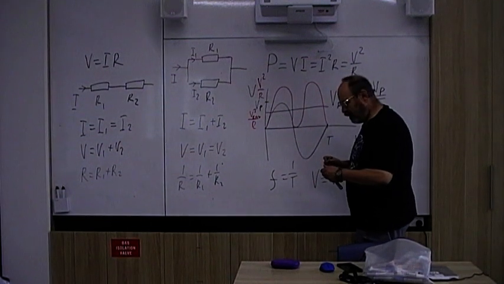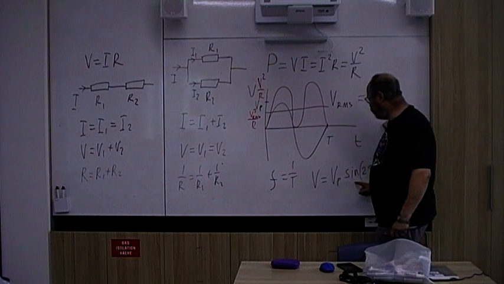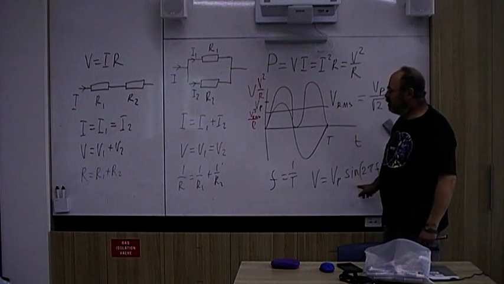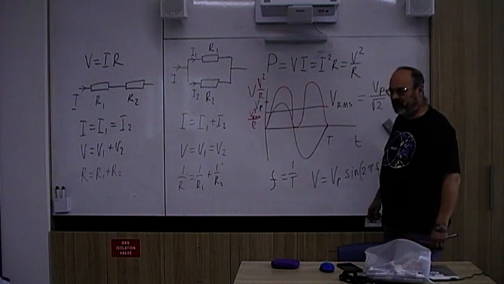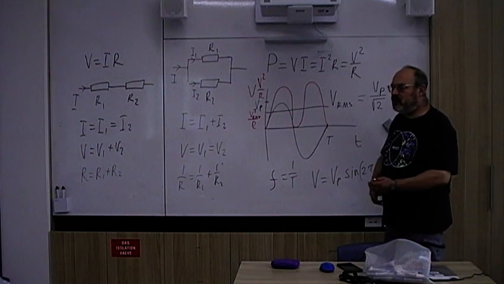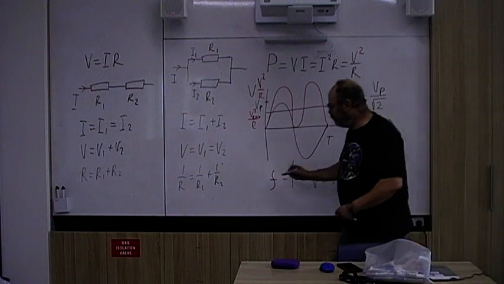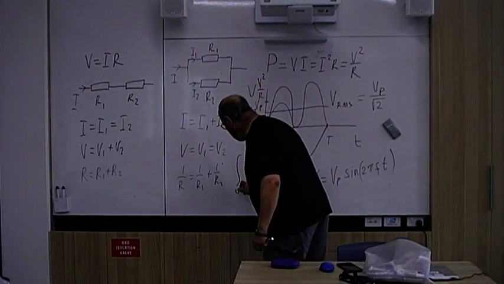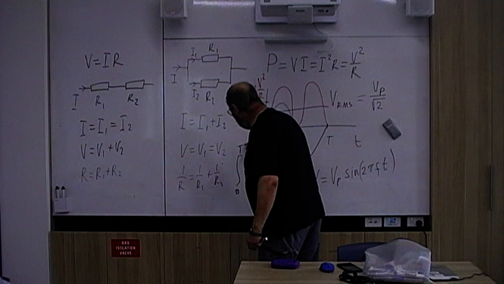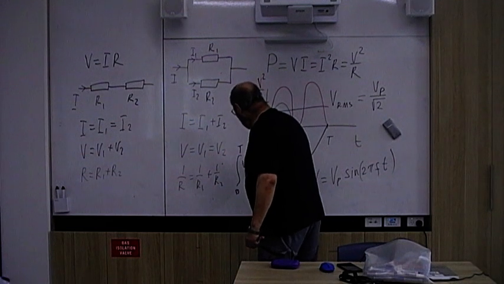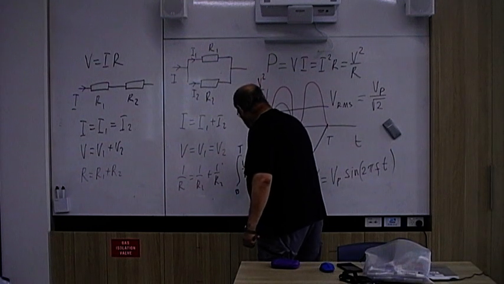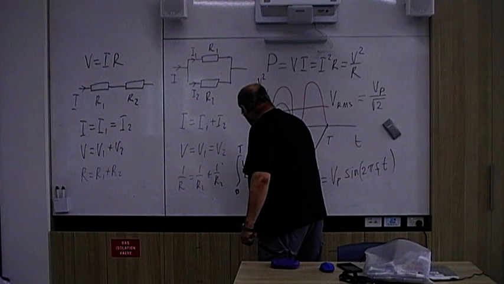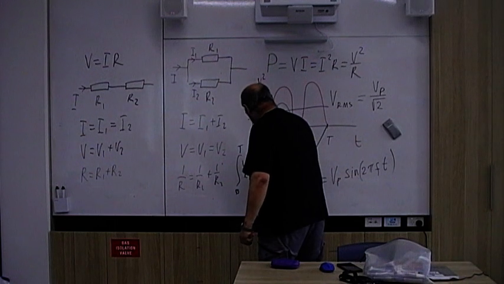If you square a sine, of course, negative values become positive. And to solve it, you need to find the antiderivative from 0 to T of Vp squared over R times sine squared of 2 pi f t dt.